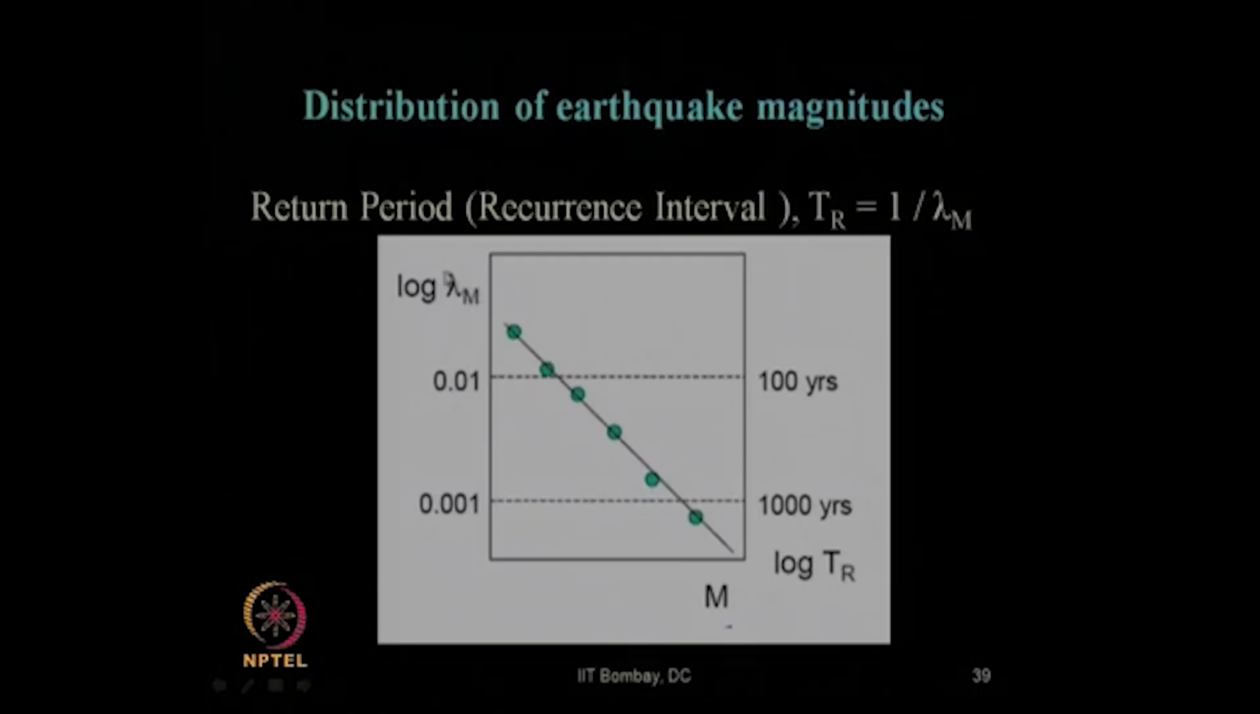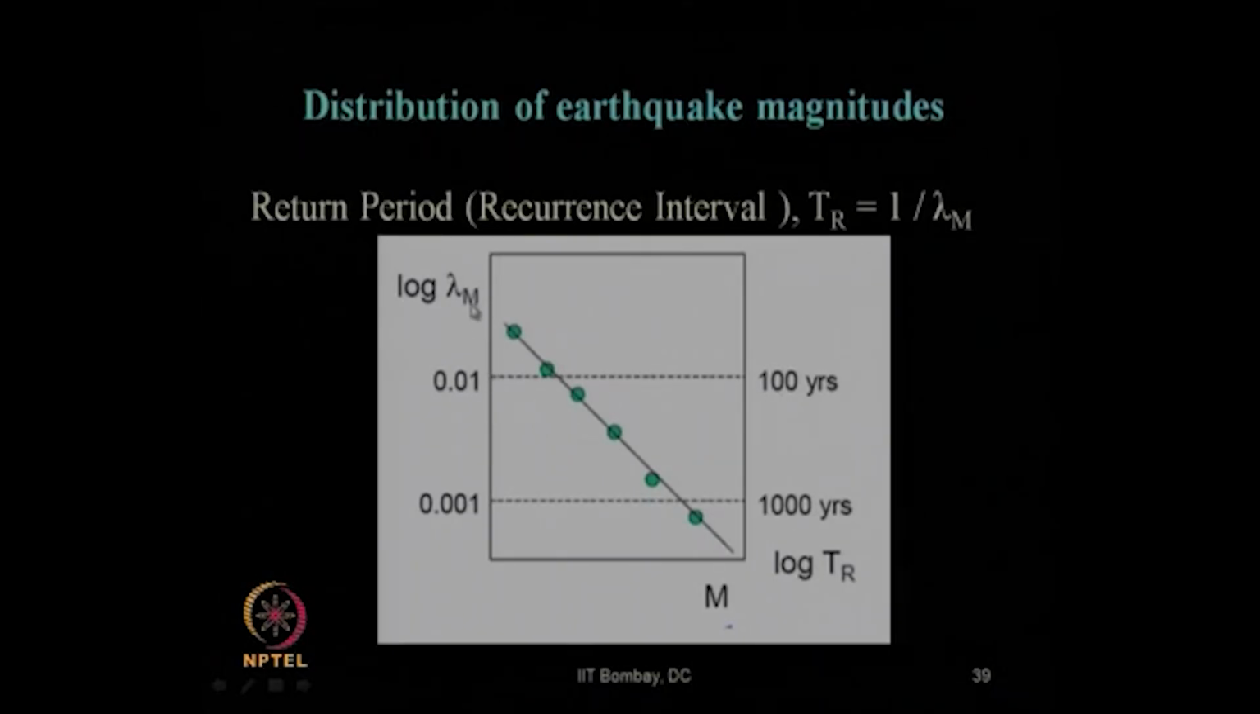So, on the same plot of log of lambda m versus m, if we select the y axis on the other side as log of this return period T r, it will be increasing in the other direction, because they are inversely proportional. Can you see that? Which is quite obvious, right. So, the plot will remain the same, only the values differ.